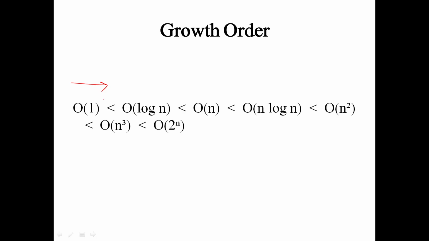As we move from left to right, the complexity increases. Constant time is the best. Logarithmic time is also very efficient. Linear time is acceptable for many problems. Polynomial complexities like order of n square, order of n cube may become slow for large input. Exponential time is usually very expensive.